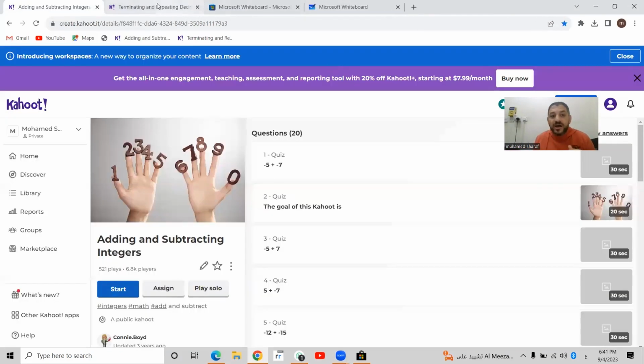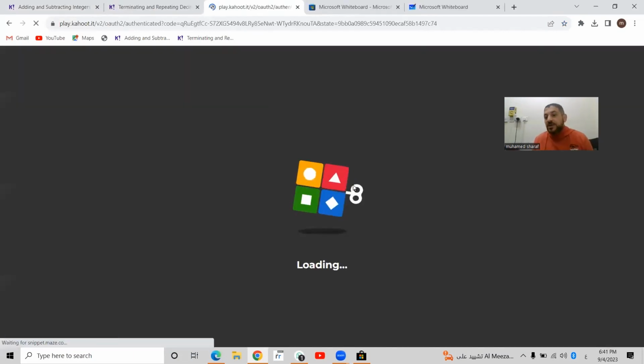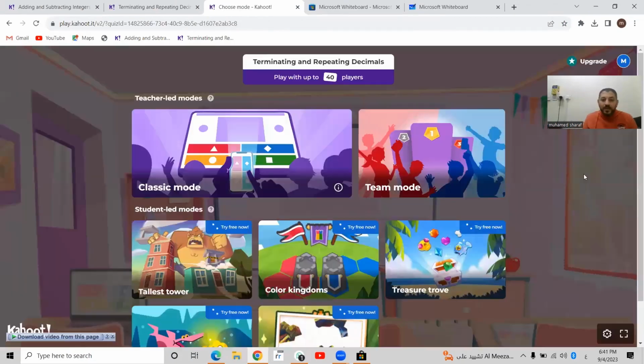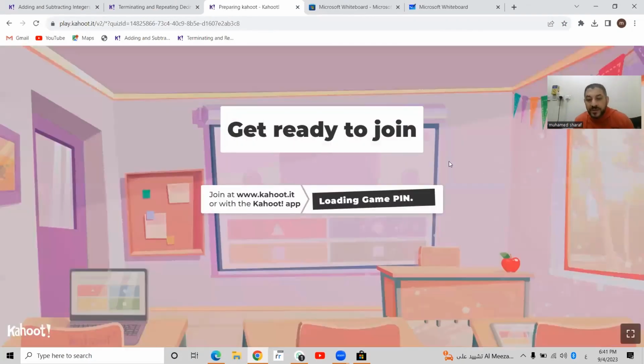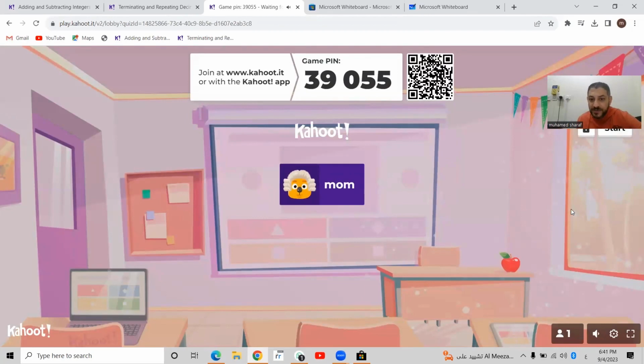Now, let's go to the other part of our session about terminating and repeating decimals. Go on. I need you to join this one too. We still have 5 minutes in our session. This is about the second part in our lesson, about sets of numbers, about terminating decimals, about repeating decimals.